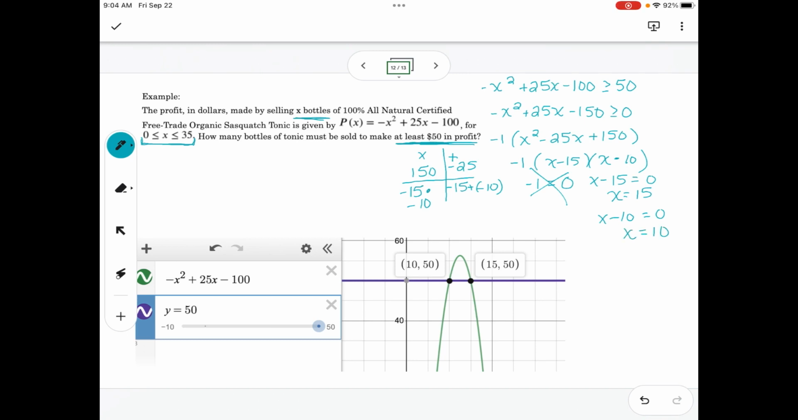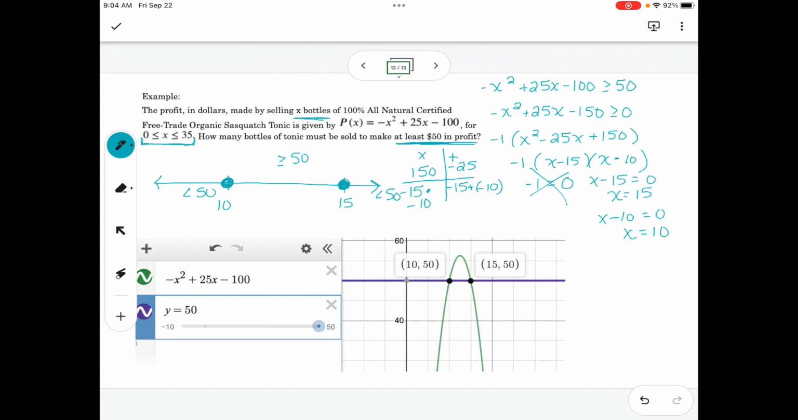So when I'm putting this on my number line, we have 10 and 15 where they can be included, because we can have $50, but we want at least $50, so more than $50, right? And I could substitute some values in here. So in between here, we would be greater than or equal to 50. Here would be less than 50, and here we would be less than 50 over in these areas.